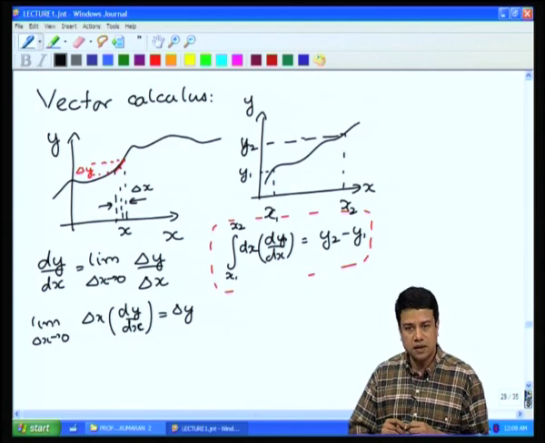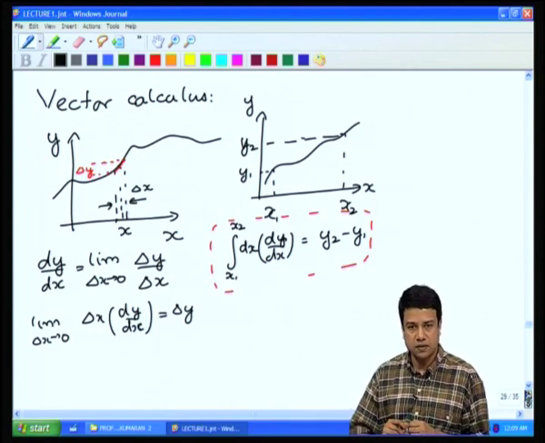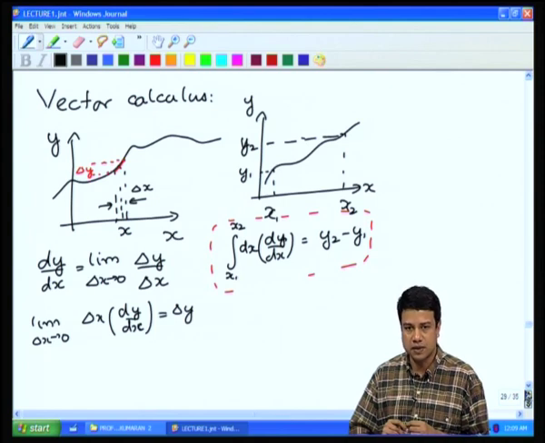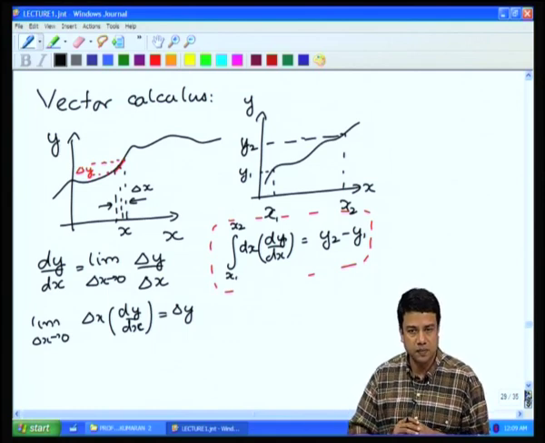In the limit as delta x goes to 0, delta y will also go to 0, but the ratio need not. And the limit as delta x goes to 0, the ratio is what is called the derivative of the function at that particular location. So, limit as delta x goes to 0 of delta y by delta x is equal to dy by dx. Alternatively, delta x times the derivative, the interval times the derivative gives you the difference in the dependent function y.